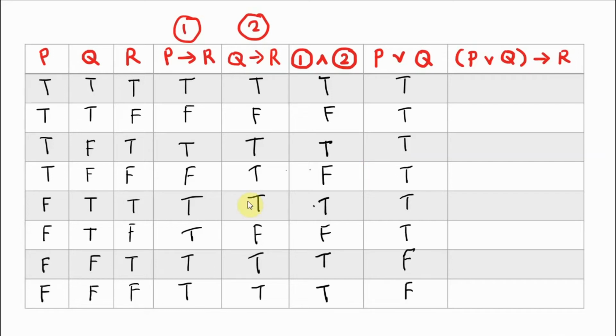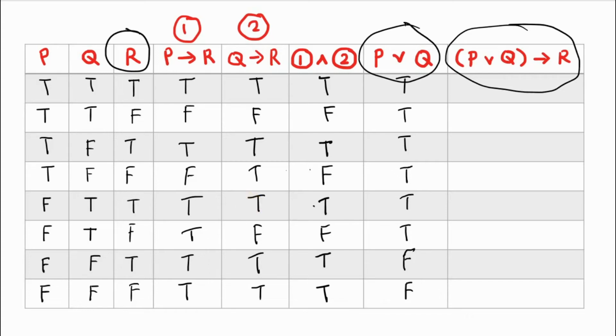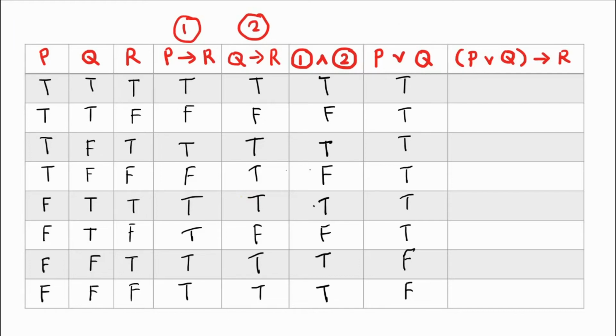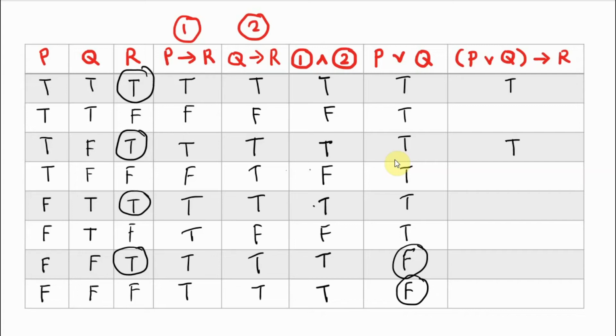Finally, the last column is P or Q implies R. So you need to evaluate this column based on the entries of the P or Q column and the R column. Now this is an implication, therefore we mark all the entries of the P or Q column where it is false. Also we look for all the entries in the R column where it is true and mark them. For these entries, you enter true for the P or Q implies R column.